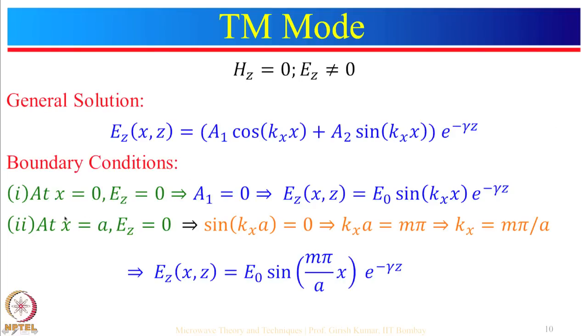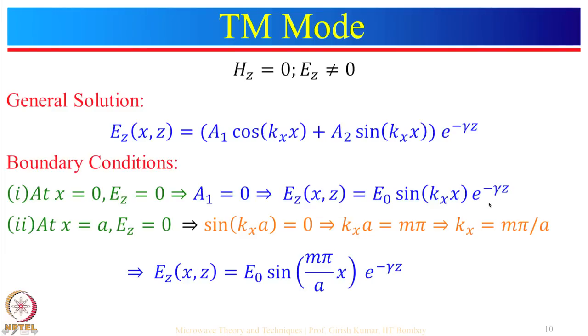So put x equal to 0 here, we will get a1 cos 0 plus a2 sin 0. Sin 0 is 0, cos 0 is 1. So we will get a1 e raised to minus gamma z. Now equate this to 0, then we will get a1 equal to 0. Now put a1 equal to 0 in this equation, then Ez reduces to E naught sin kx x e raised to minus gamma z.